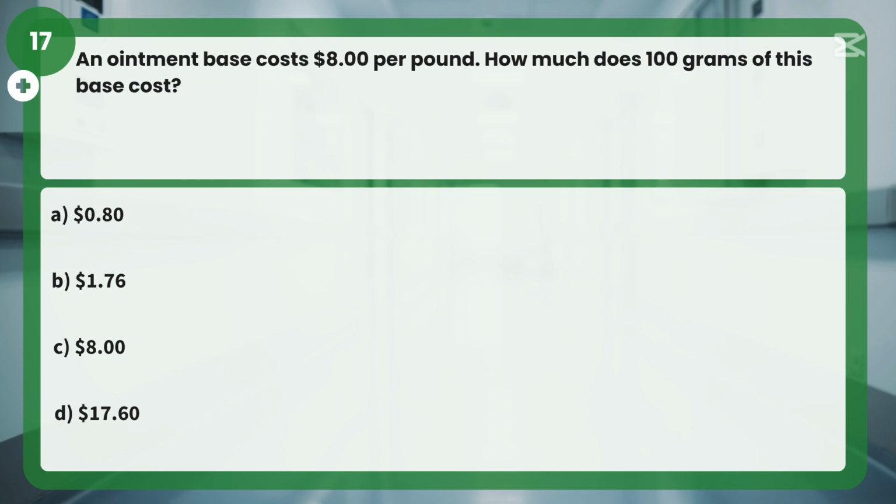Question 17. An ointment base costs $8 per pound. How much does 100 grams of this base cost? A. 80 cents. B. $1.76. C. $8. D. $17.60.